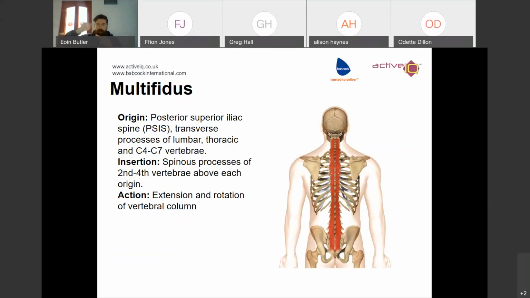As we work up along the spine, what this is basically saying is you've got origin, insertion, origin, insertion, origin, insertion, origin, insertion as it maps up along the spine. It's like lots and lots of separate muscles as it moves up along the spine. Does that make sense?